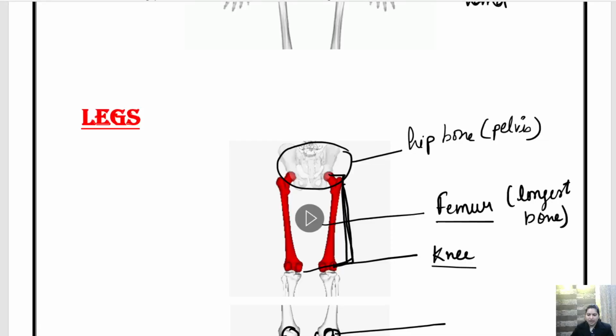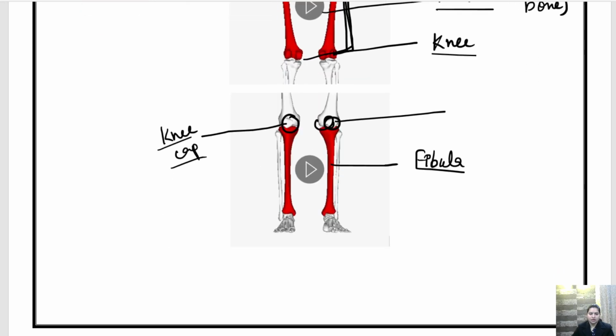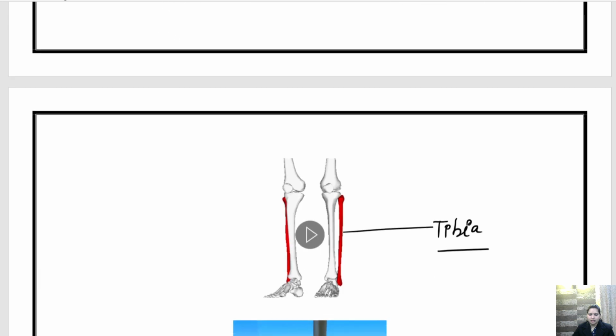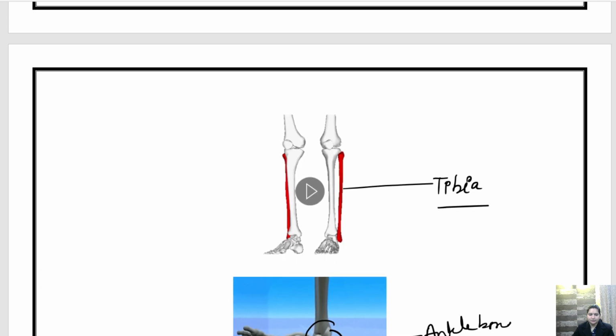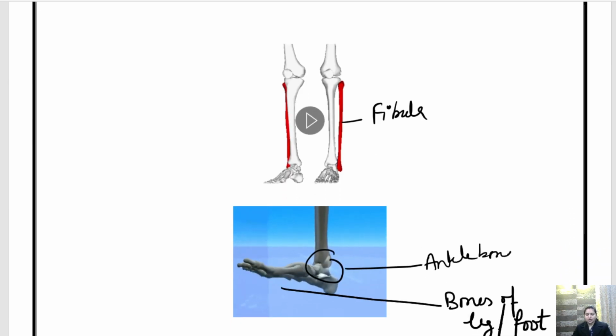So I'll just do that correction here. So children, the thicker one is called tibia and the thinner one is called fibula. Okay. So there is a correction. Thicker is called tibia and thinner is called fibula.